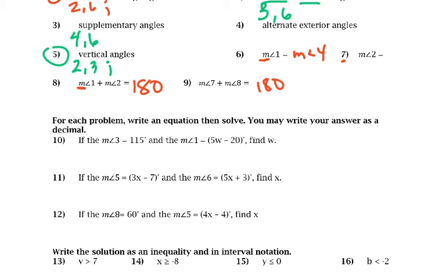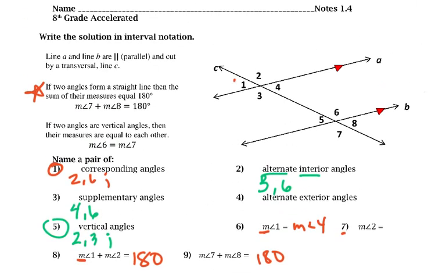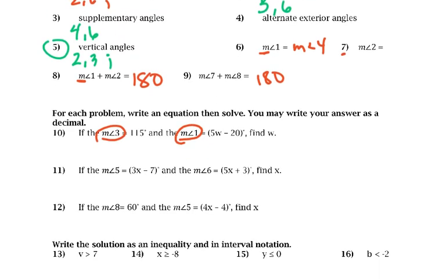If the measure of angle 3 is 115 and the measure of angle 1 is 5w minus 20, find w. So first off, we need to figure out what's the relationship between angle 3 and angle 1. So look at your picture. What do I know about angle 3 and angle 1? Well, I know that they add to equal 180. So since the measure of angle 3 plus the measure of angle 1 equals 180, that means 115 plus 5w minus 20 equals 180, and I can solve that equation.